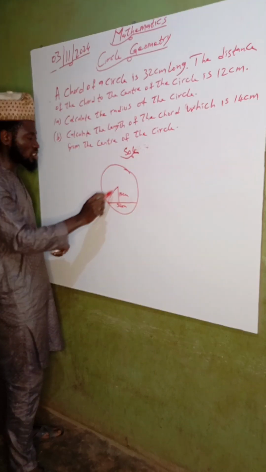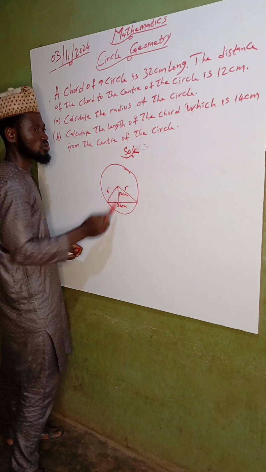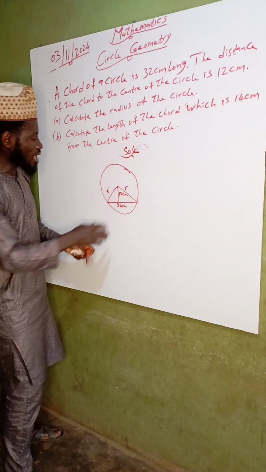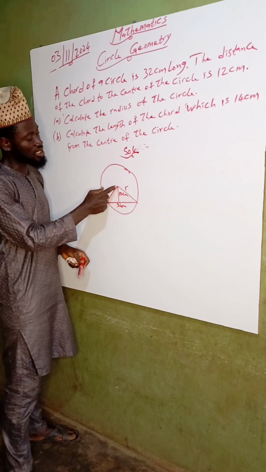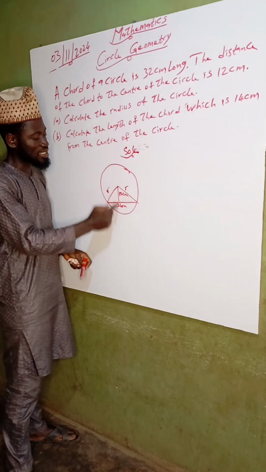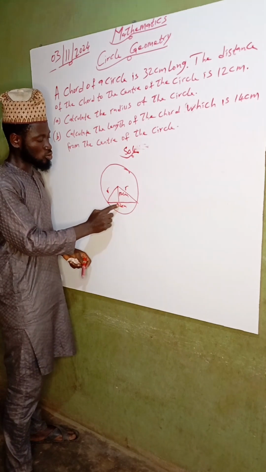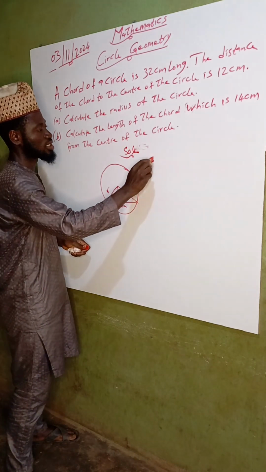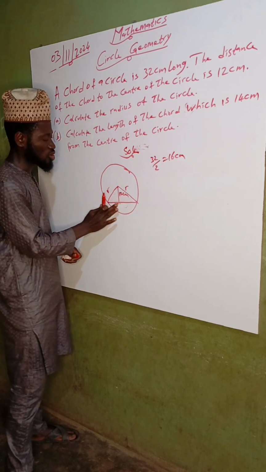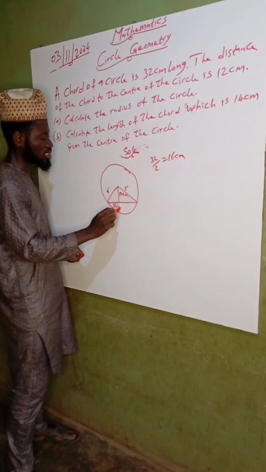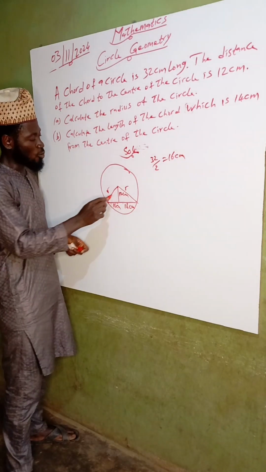Now we are going to find the radius of this circle. And how can we determine the radius? I've explained that a line drawn from the center of the circle will bisect a chord into two. That is why we are going to divide this chord into two. That's going to give us 32 over 2, which is 16 centimeters. Meaning that each of these halves is 16 centimeters.